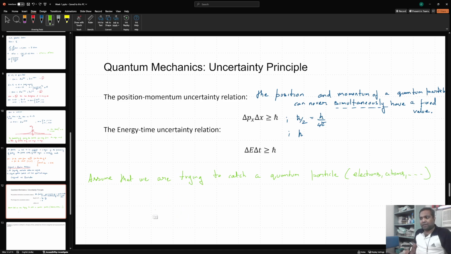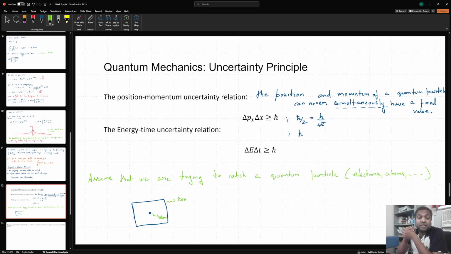Yes, now we are coming to the situation. Let us say I'm trying to put an atom in a box, and the thing on the outside is a box.